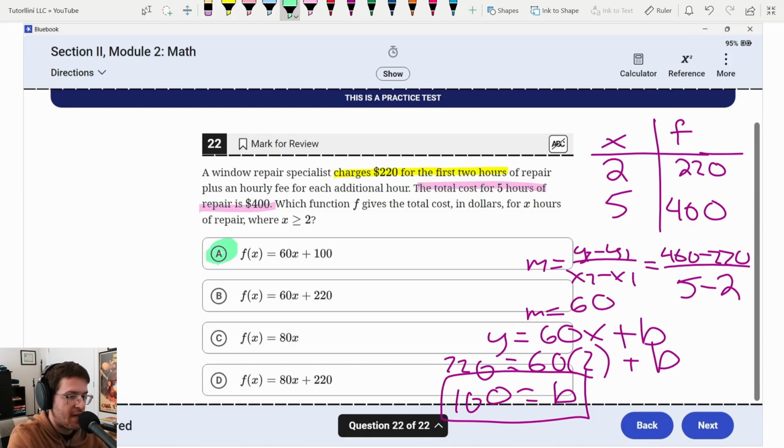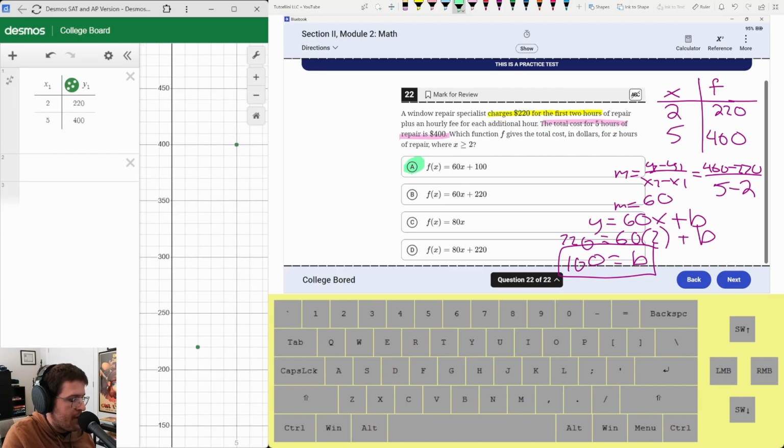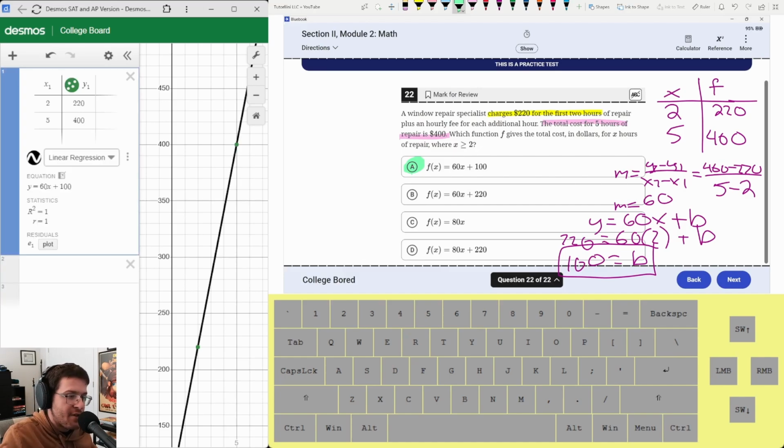We can also do this entirely on Desmos, so let's go do that. Okay, so I just made a table and typed those points in. I'm going to find out where they are by zooming in, click on the little magnifying glass. And now I just click on the automatic regression symbol. And I get the equation is 60x plus 100. I have no idea why this was the last question on the exam.